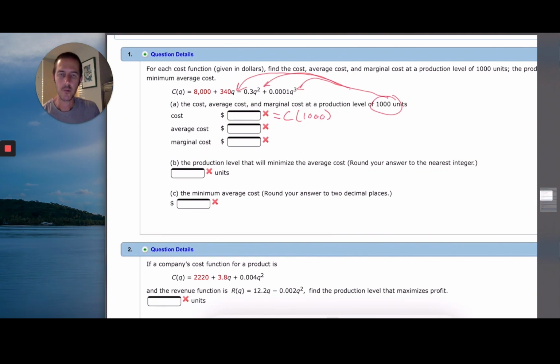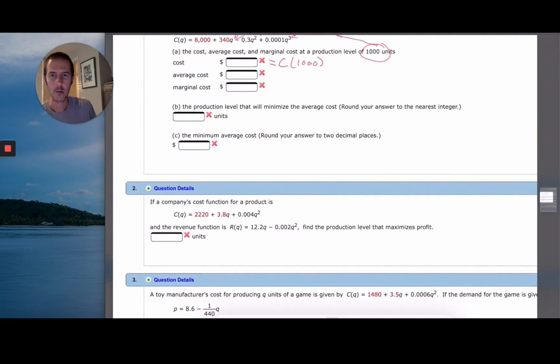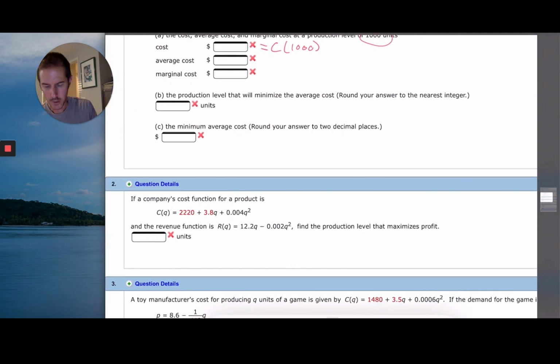The production level that will minimize the average cost. In order to minimize something or find the minimum, we need an original equation. In the slides that we were going through earlier in this video, that was originally represented by this large capital letter Q. In this case, in part B, the average cost function is the cost function, C of Q, divided by Q. Just like finding the average cost of 1,000 units required us to take C of 1,000 and divide by 1,000. So this is your average cost function, which is still a function of Q.